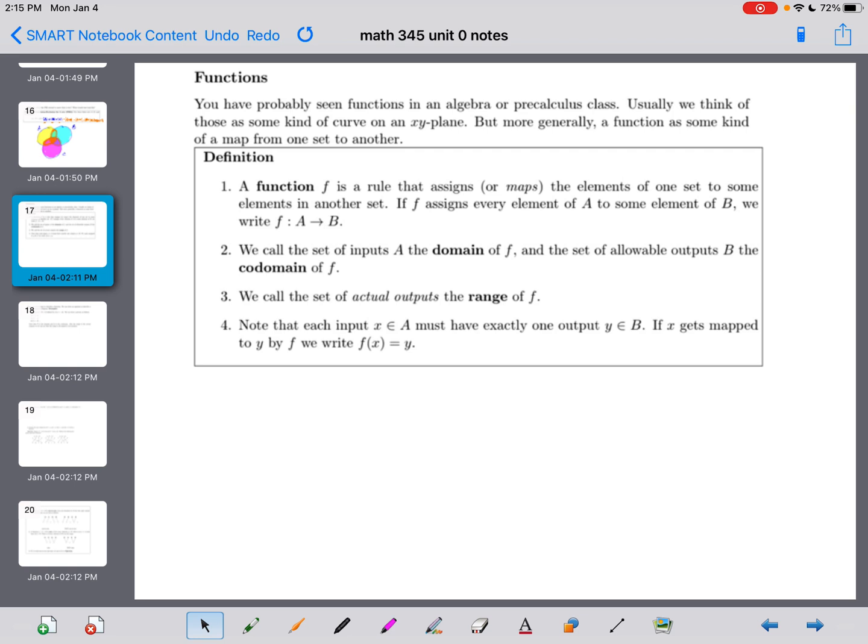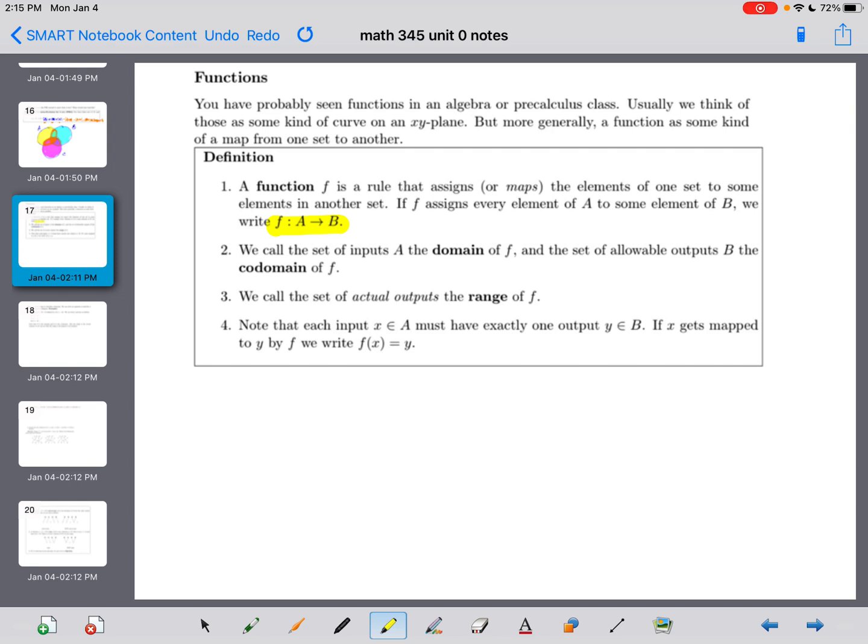So a function is just a rule that assigns or maps the elements of one set to the elements of another set. If f assigns every element of A to some element of B, we would write f is a function from A to B. So f colon A arrow B is how we say f is a function with a domain of A and a codomain of B. The elements in the first set, the inputs, are the domain of the function, and the set of potential or allowable outputs we call the codomain, that's B.